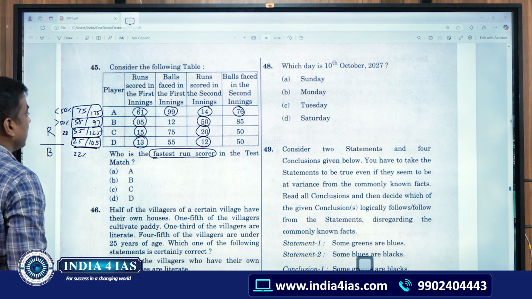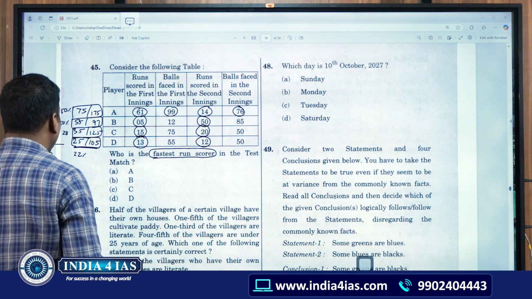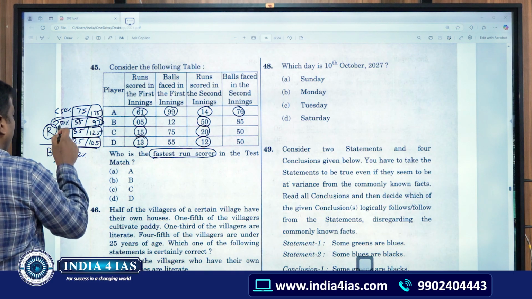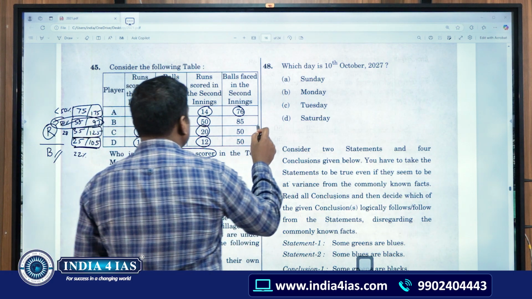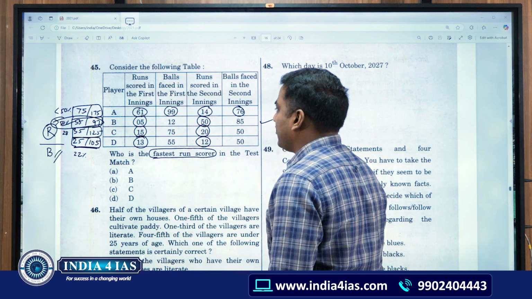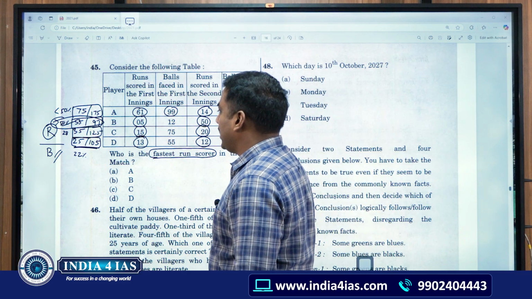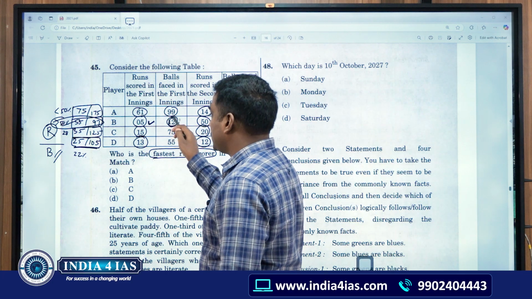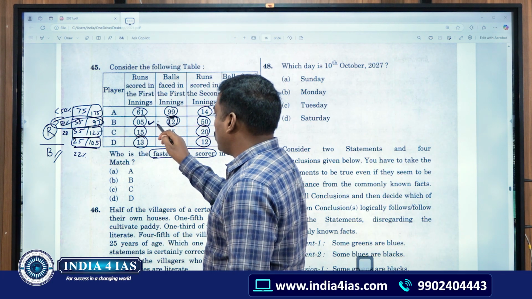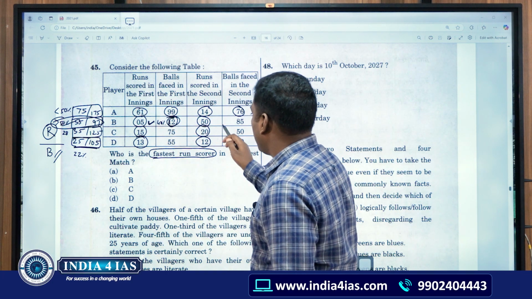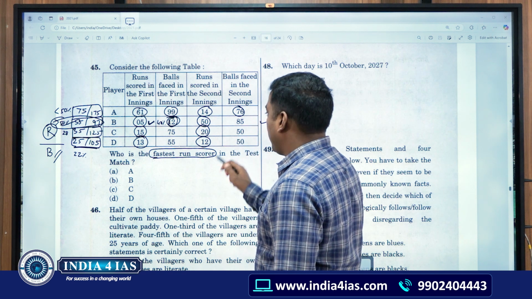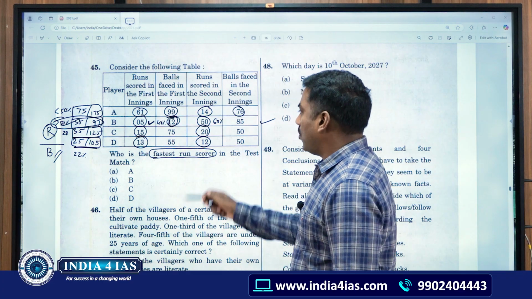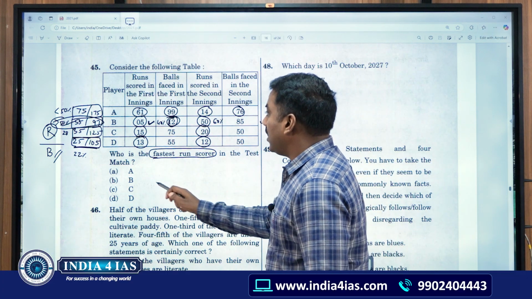Less than 50%. But if you look at the number of runs scored per ball, this is more than 50%, then B is the fastest player. B is the fastest player. The thing that confuses us is this: only 5 runs, but he has scored in 12 balls. 12 balls, 5 runs, almost 40%. Here 50 out of 85, almost 60%. So this is how he tends to be the fastest run scorer.